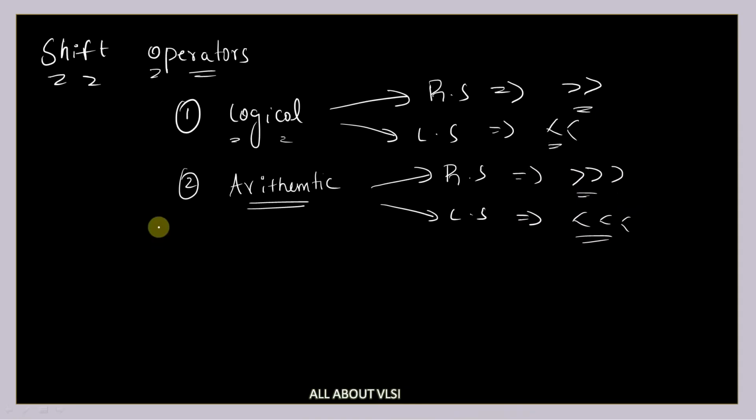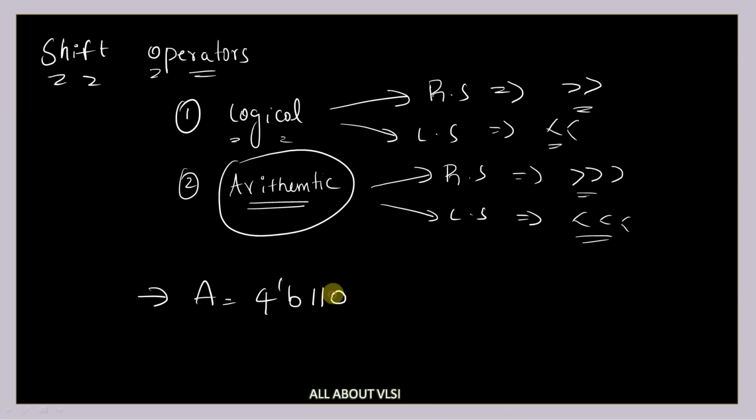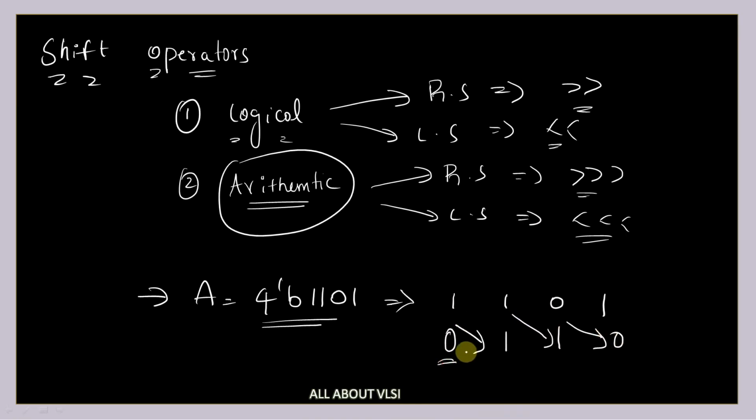Okay. How to perform a shift operation? Suppose you want to perform a logical right shift operation; we will talk about arithmetic shift operators later. First of all, let us talk about logical shift operators. Let's say A is equal to 4'b1101, and you want to perform a logical right shift by 1 bit position. That means your resultant will be 110, right shifted by 1 bit position, and in the MSB a 0 will be appended.